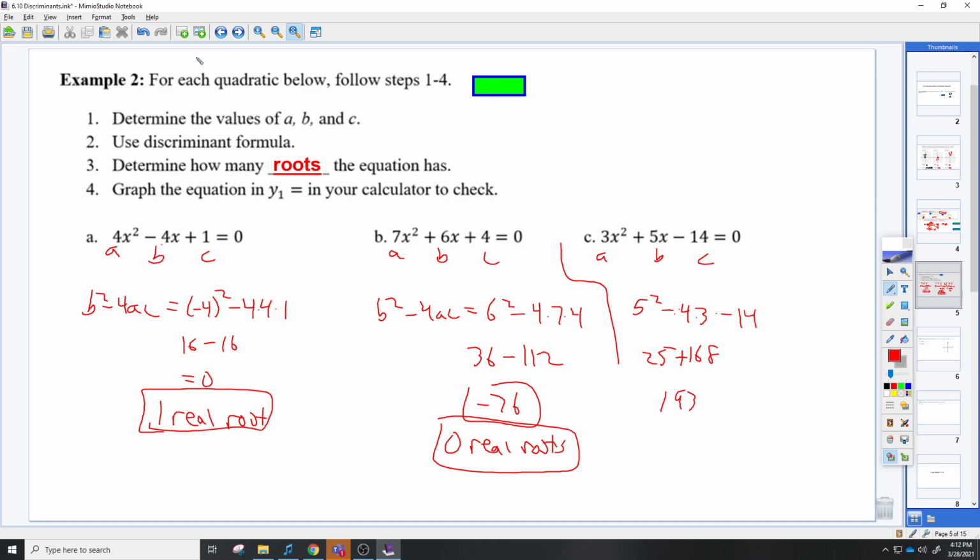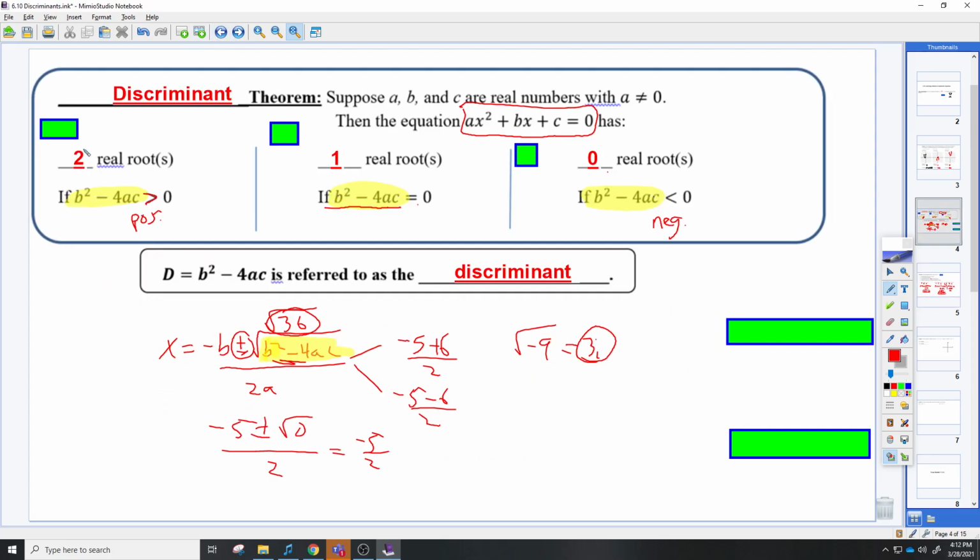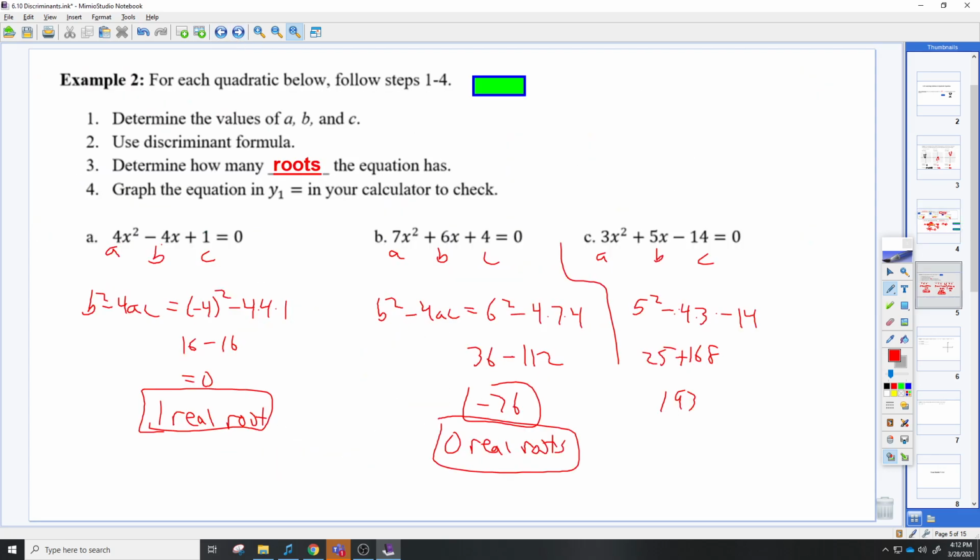So I gave you an example of each, right? This is a positive answer. I don't care what the number is specifically, just whether it's positive, negative, or 0. So this is 2 real roots. And so we should see this one cross 2 times on the x-axis. Let's check it real quick.